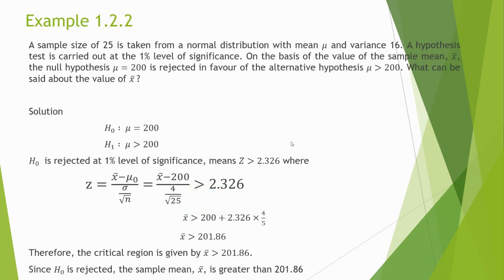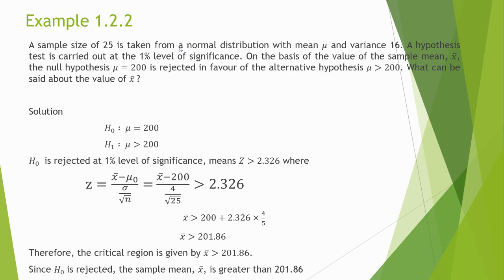Okay, next example. A sample of size 25 is taken from a normal distribution with mean mu and variance 16. A hypothesis test is carried out at the 1% level of significance. On the basis of the value of the sample mean x bar, the null hypothesis mu equals 200 is rejected in favor of the alternative hypothesis mu greater than 200. What can be said about the value of x bar?